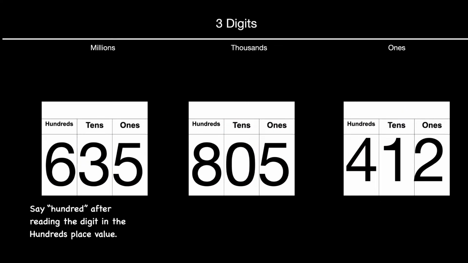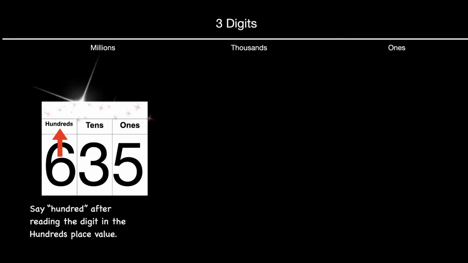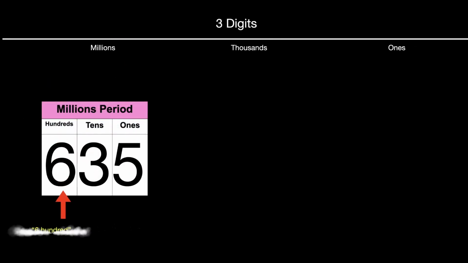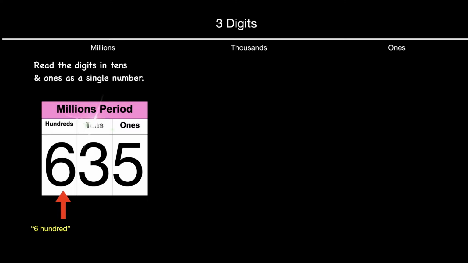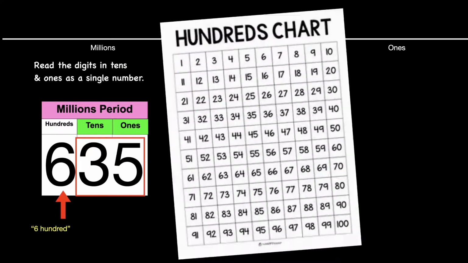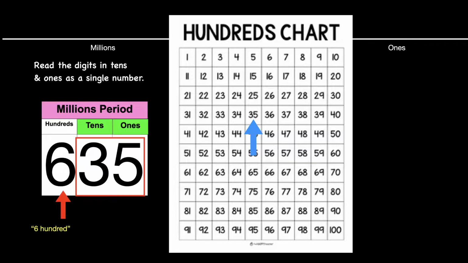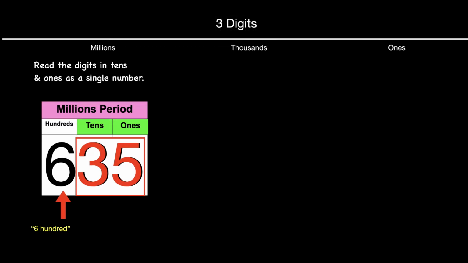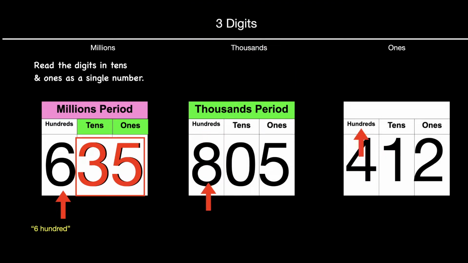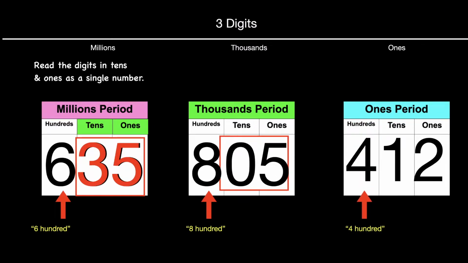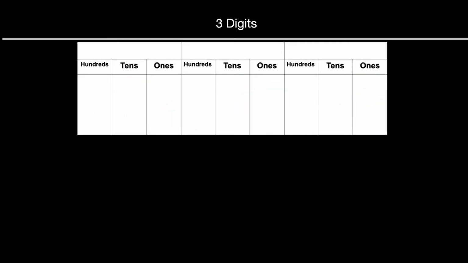You say the word hundred after reading the digit in the hundreds place value. So let me show you that one. So in the millions, that would be 600. Then the digits in the tens and ones place value, in this case the 3, 5, you just read as one number. So that's 35, just like you would read 35 on a hundreds chart. So that number is 635 million. In the thousands period, it would be 805. And in the ones period, 412.